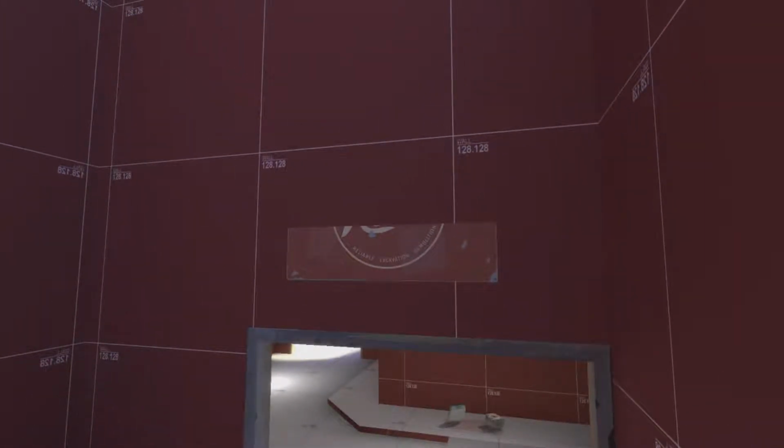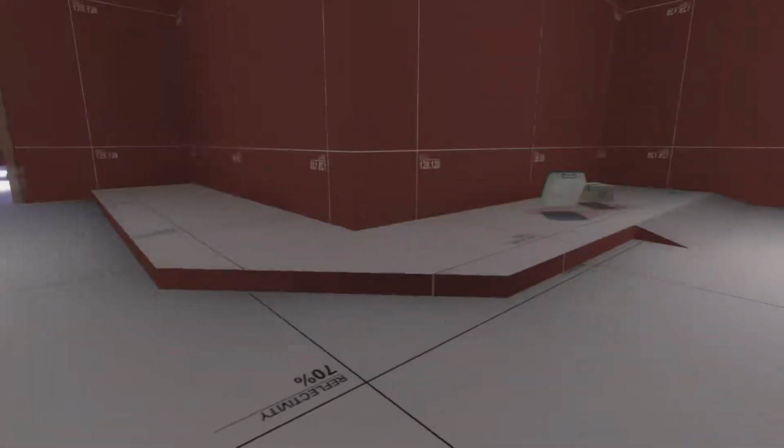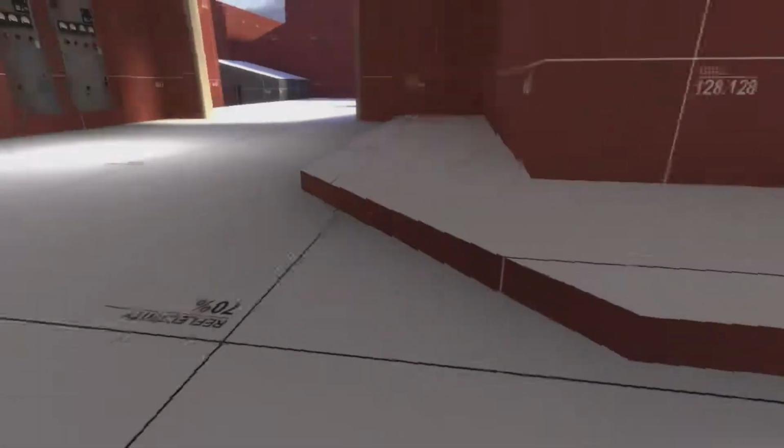That is messed up. That needs to be fixed. That overlay's cut off. I think I also lowered this upper area.